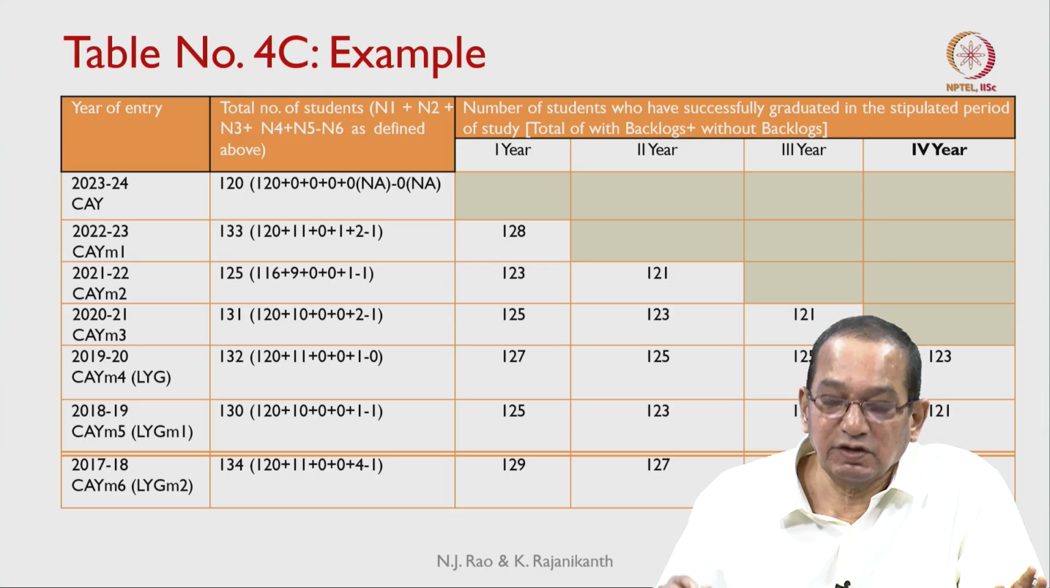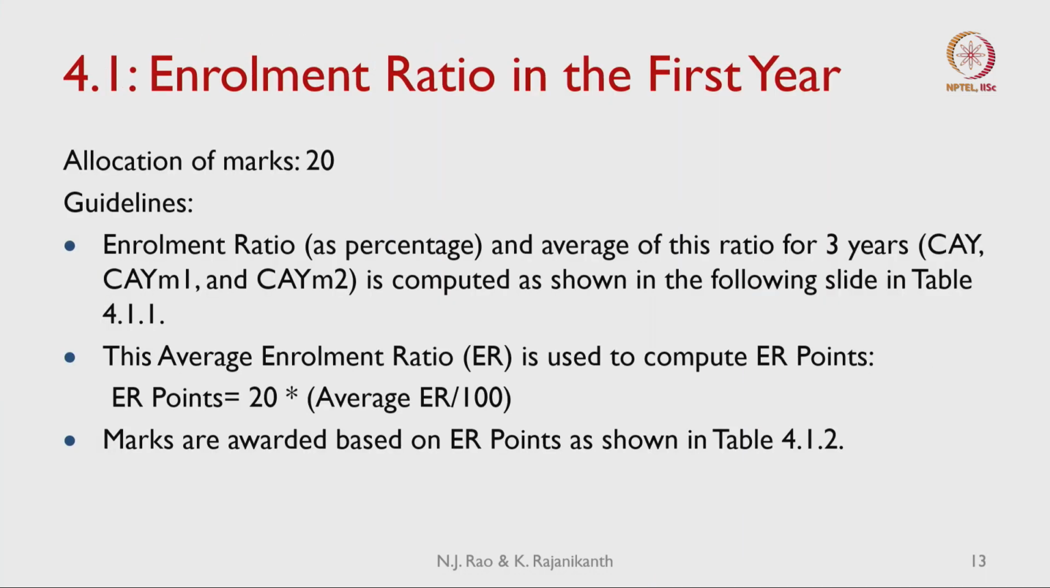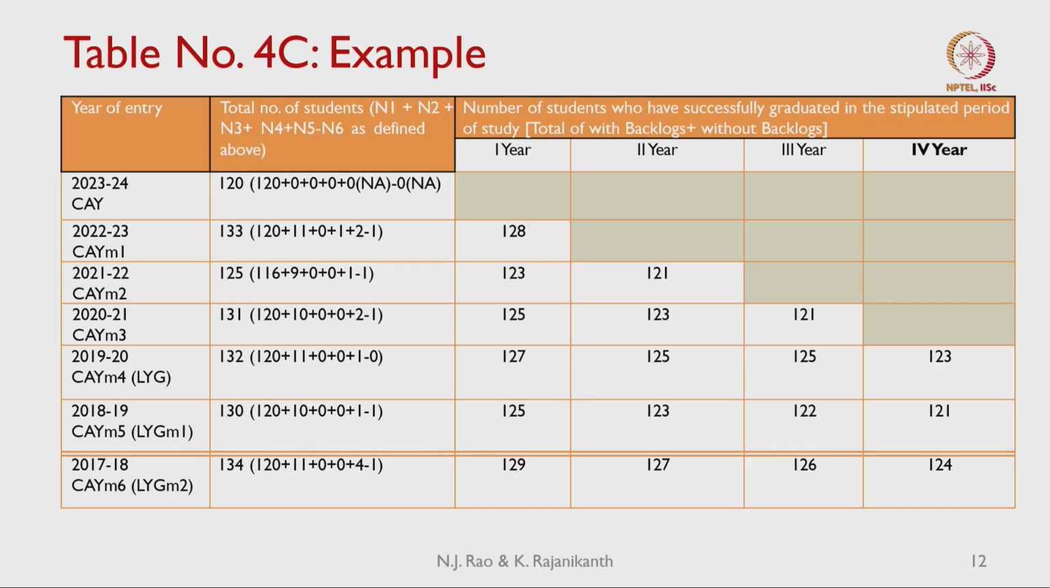Again an example of the data is provided here. So, this is all. So far what we have discussed is just data that you need to provide. Based on all this data, there are different criteria, sub-criteria for which marks are awarded. Okay. So far we have not discussed any of the sub-criteria. This is all just data, admission related information data.